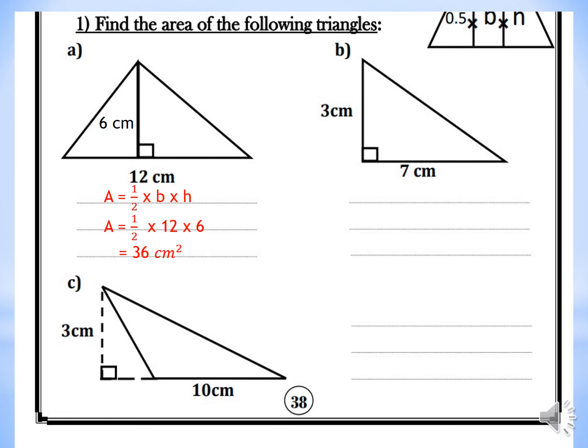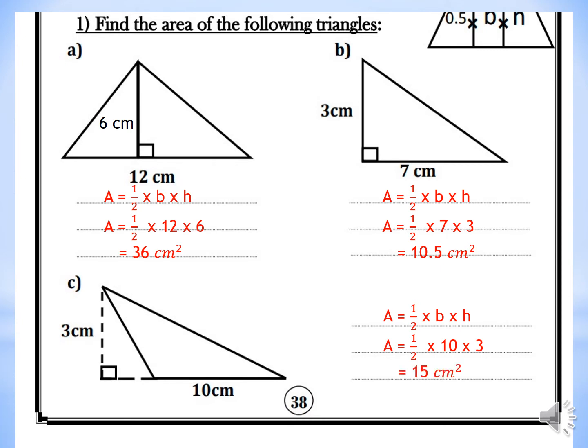In letter B, again the area equal half times base times height. So the area will be half times 7 and the height is equal 3. So it will be half times 7 times 3. So the area equal 10.5 centimeter square. In letter C, the area equal half times base times height. Here the base is equal 10 and the height is equal 3. So the area will be half times 10 times 3. The area equal 15 centimeter squared.